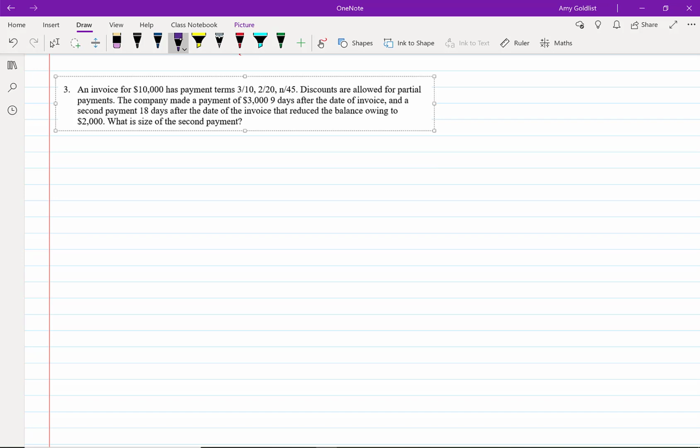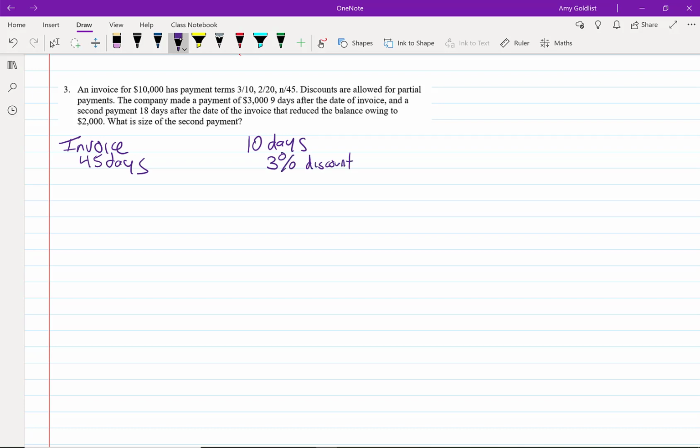Whew, it's a difficult one. So let's look at our invoice. Our original one is due within 45 days. If we pay within 10 days, we get a 3% discount. And if we pay within, it looks like 20 days, we've got a 2% discount. At the beginning, it looks like we owe $10,000.